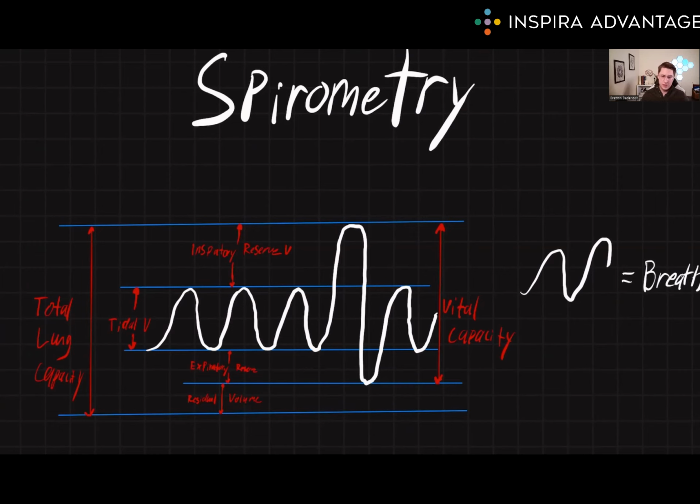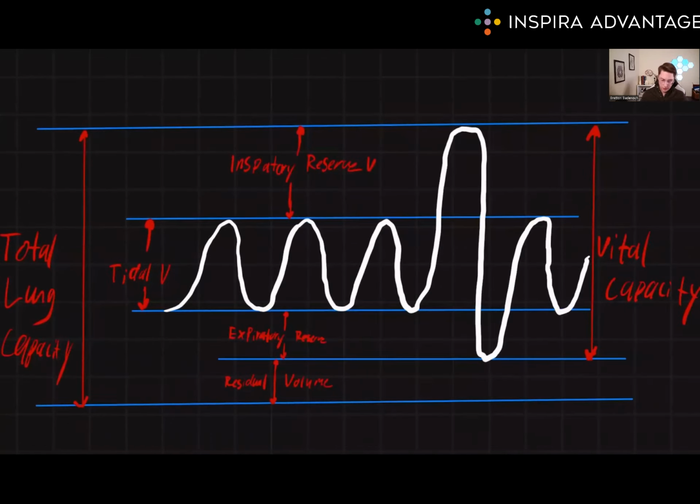Starting off with TLC. TLC stands for total lung capacity, and it represents the maximum amount of air that the lungs can hold at the end of a maximal inspiration. It includes the sum of the inspiratory reserve volume, the IRV, tidal volume, TV, and expiratory reserve volume, ERV, as well as the residual volume, RV. Basically, this is the total amount of oxygen in your lungs.